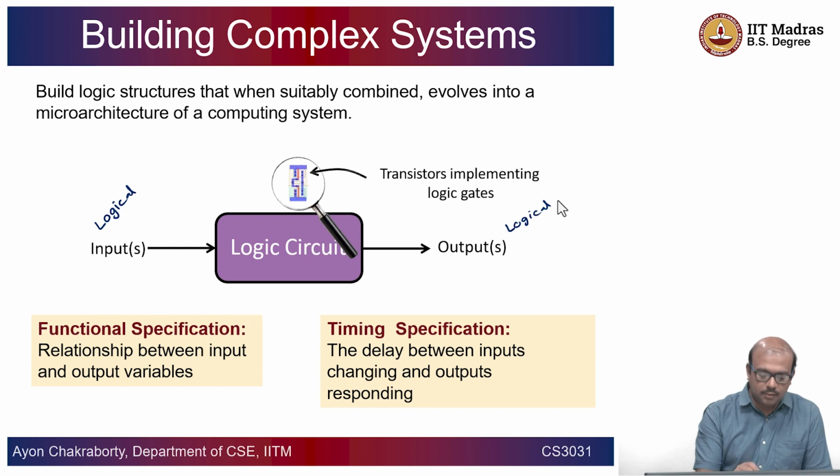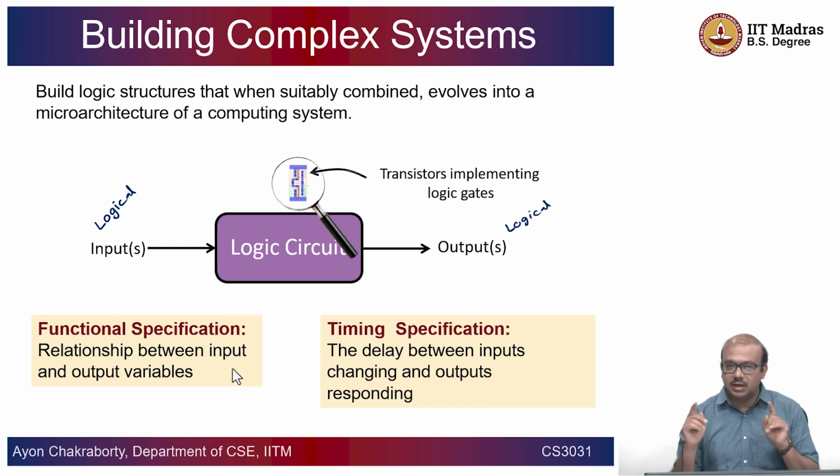So first, there is a functional specification. So what does this functional specification do? It's a relationship between the input and the output variables. So there are these logical input variables and logical output variables. The functional specification tells what is the relationship, how does the input map to the output. That is one thing that has to be specified if you want to design a logical circuit.